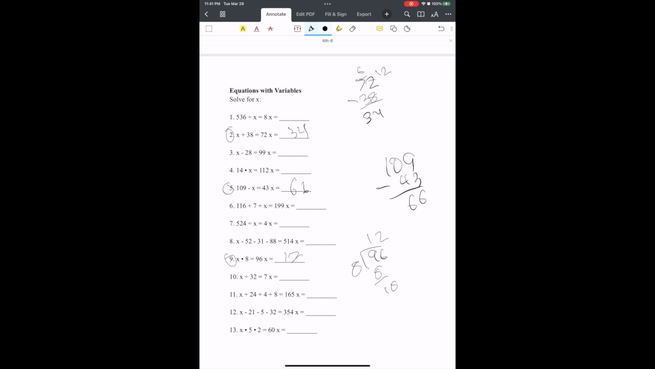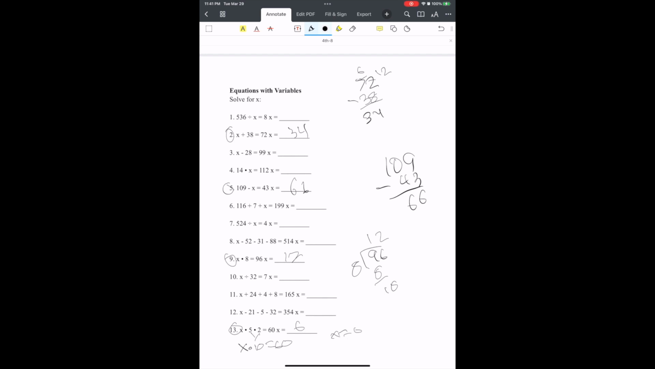And then here, we'll do number 13. So x times 5 times 2 is equal to 60. So first, before we try to divide it, you're going to want to multiply these two. So it should be x times 10, since 5 times 2 is 10, is equal to 60. So then you have to divide 10 from both sides, so x should equal 6.